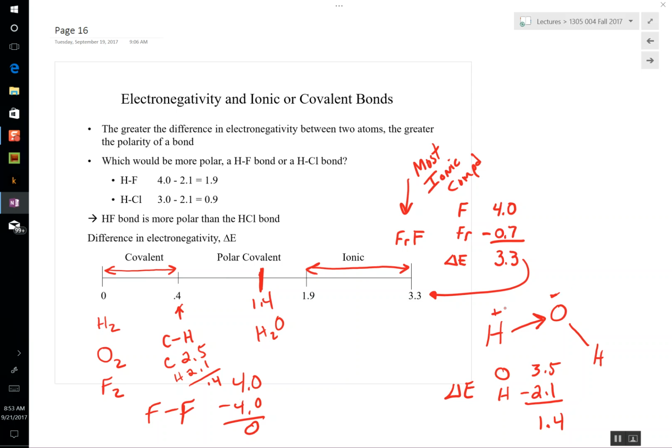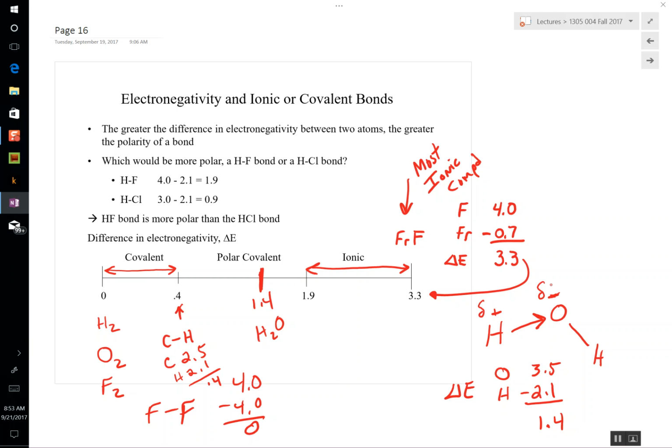Meaning that the oxygen end of the bond is going to have a negative nature to it. Not an ion, but a partial negative charge on the oxygen. And you'll see these little delta signs. It means partial negative charge, partial positive charge on the hydrogen. And so that bond is polar. That's a polar covalent bond.